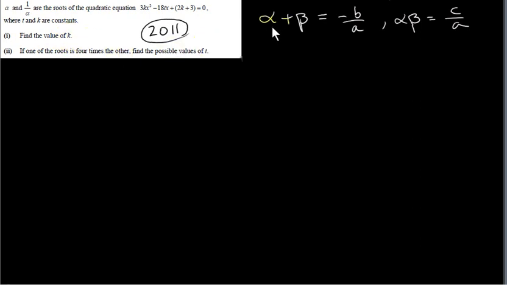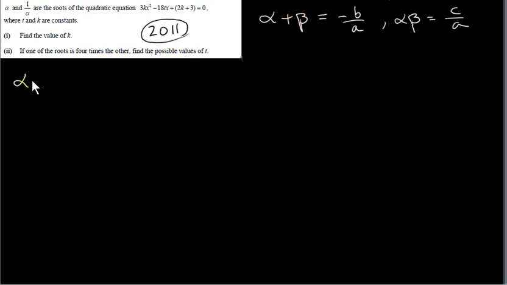Now in the previous video I showed that the sum of the roots alpha and beta of any quadratic equation is given by minus b over a. The product of the roots of a quadratic equation is given by c over a, where a is the coefficient of x squared, b is the coefficient of x, and c is the constant term in a quadratic equation. Now, the roots of this quadratic equation are alpha and 1 over alpha.